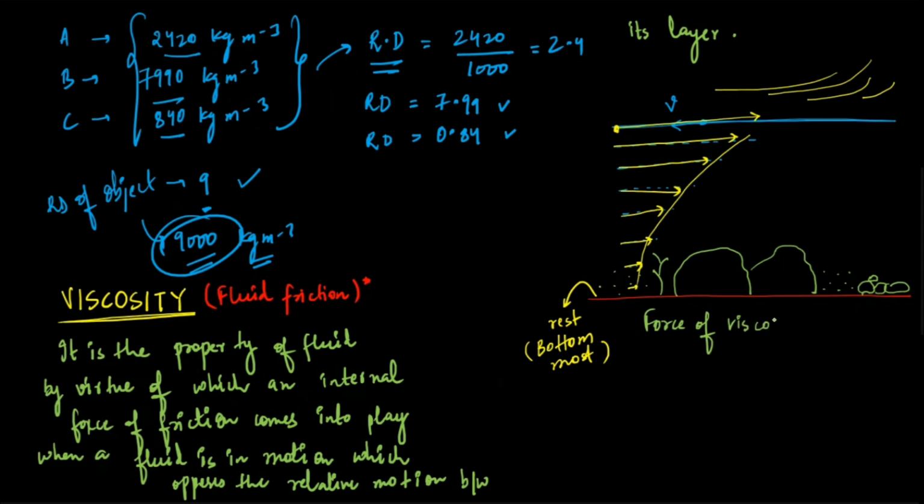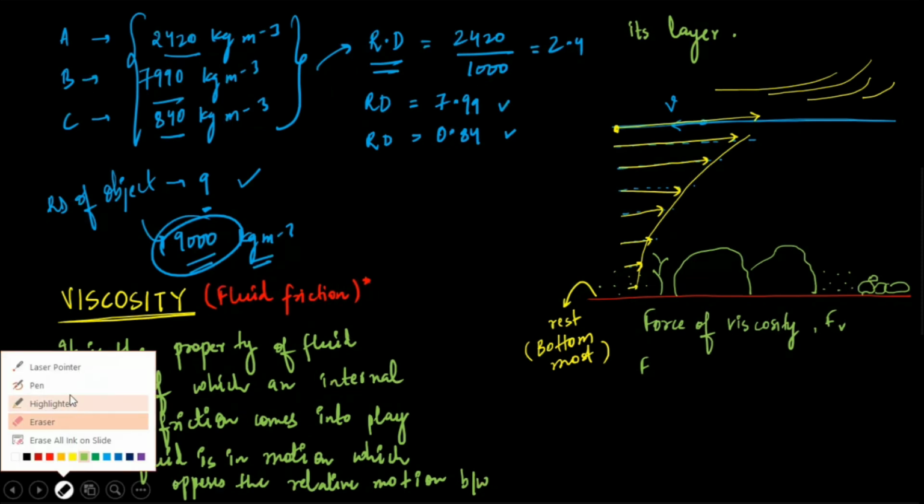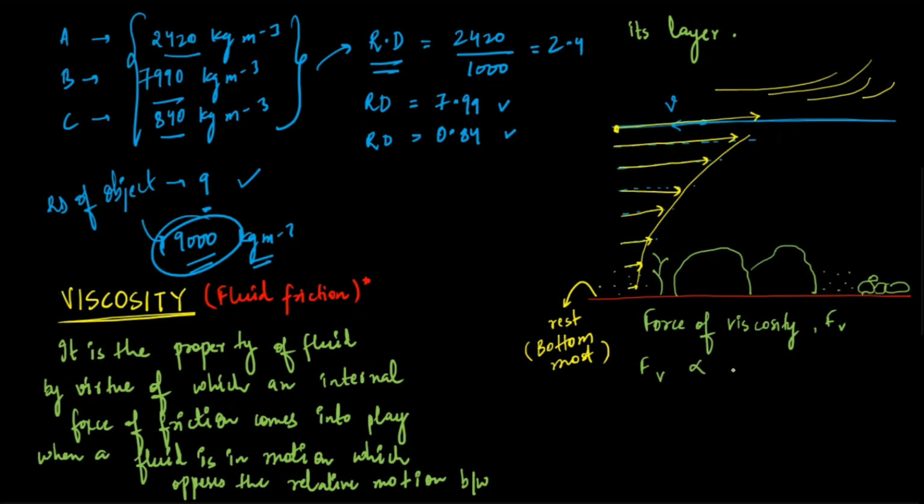which is also called viscous force, can be represented by F. It is directly proportional to the area of the layer. Viscous force is directly proportional to the area of the layer as well as it is directly proportional to the velocity gradient. Now this is an important term. Let's talk about velocity gradient.